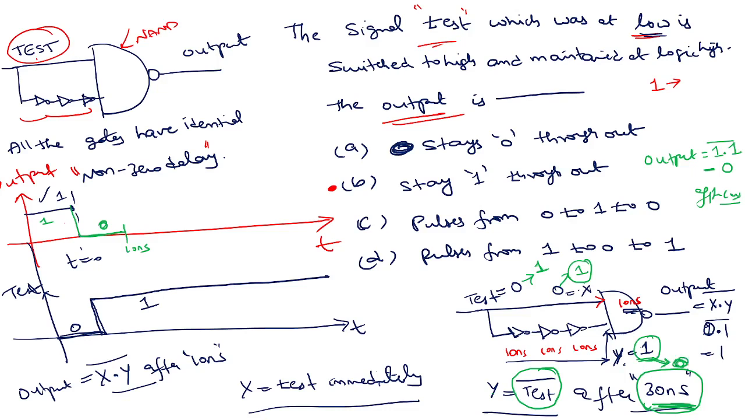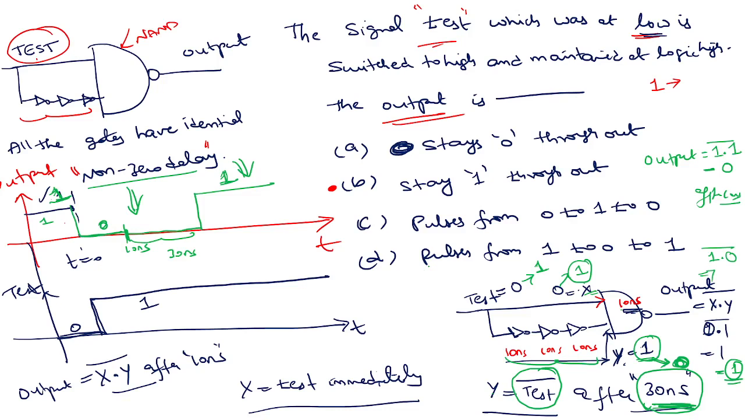Once Y becomes 0, again output will be recomputed, because the value of Y is changed, correct? So now the value of X is 1, then (1.0) whole complement, so the output is 1. How much time? After 30 nanoseconds. This is 30 plus this 10, 40 nanoseconds. So it was 1, then because of non-zero delay it has become 0, then again come back to 1. So 1, 0, 1.